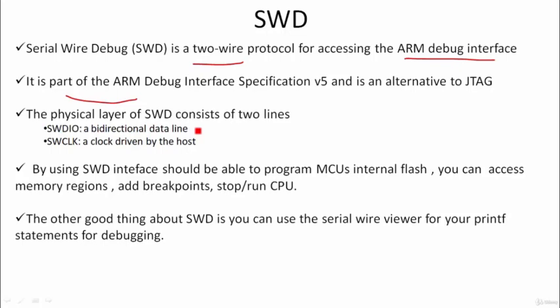So in order to talk to the processor, you can use these two pins of the SWD interface, SWD-IO and SW clock. Both are managed by the ST-Link circuitry which is present on your boards. By using the SWD interface, you should be able to program the MCU's internal flash. You can access memory regions, add breakpoints, and stop or run the CPU. Another good thing about SWD is you can use the serial wire viewer for your printf statements for debugging.